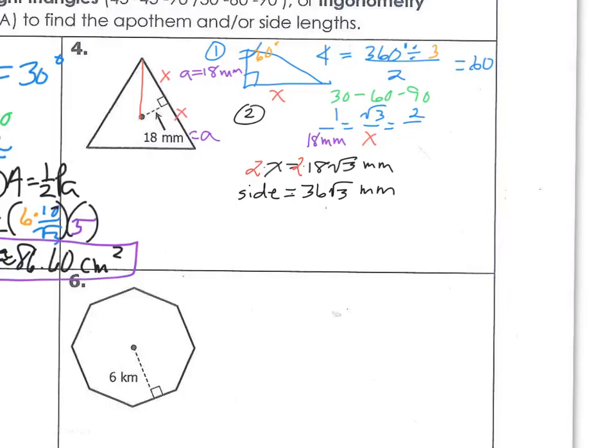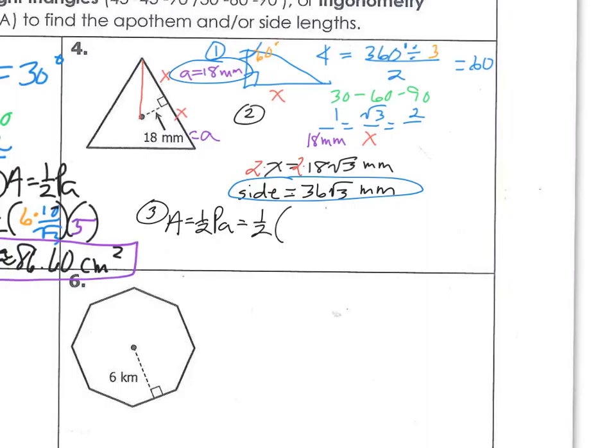So now I have a side, and I have an apothem. Can I apply the formula? Isn't this easier the second time around? Right? So then our formula says A equals 1/2 PA. So 1/2 times, we're going to find our perimeter. To find the perimeter, how many sides do we have? 3. So we're going to do 3 times our side length we just came up with, 36 radical 3 millimeters.